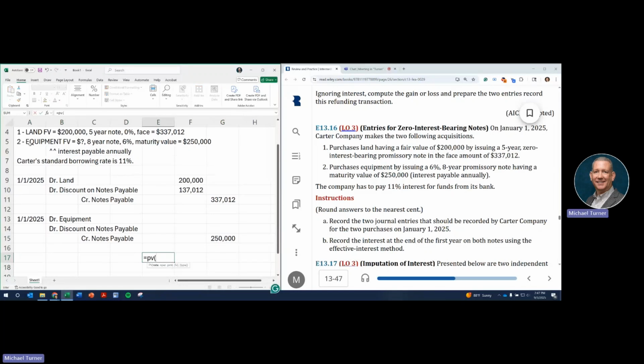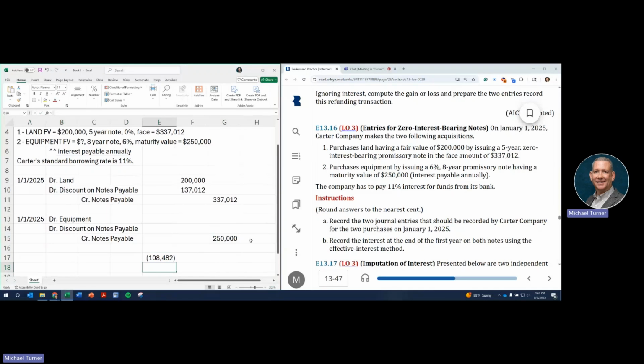So the present value, again, our rate is 11%. How many years? This one, we're going to use 8. And what's the amount? $250,000. So I'm going to assume, today, what is the cash equivalent to $250,000 with 11% interest in 8 years? How much is that cash today, the present value? And it's $108,482.